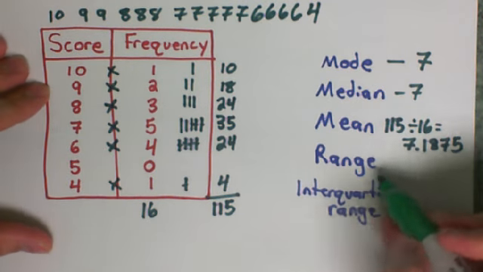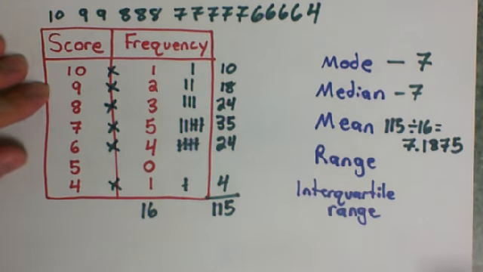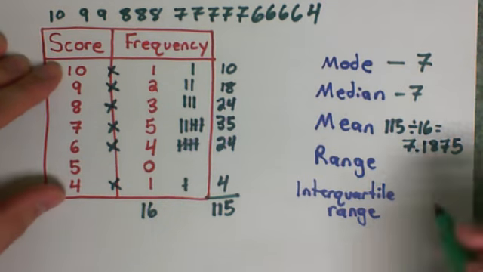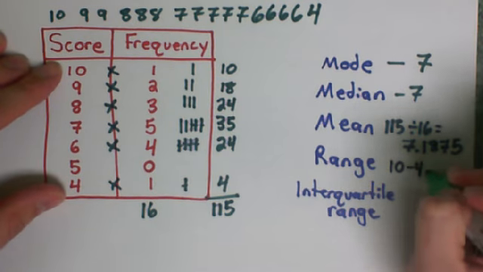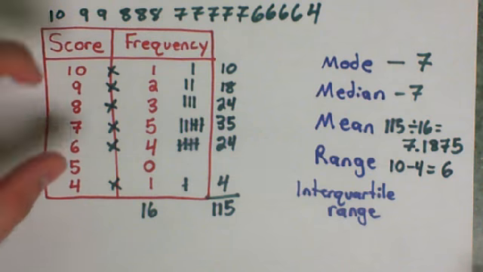Okay, the range is not going to be that challenging from a frequency table here. I just take the highest score and the lowest score and subtract them. 10 minus 4 is 6.